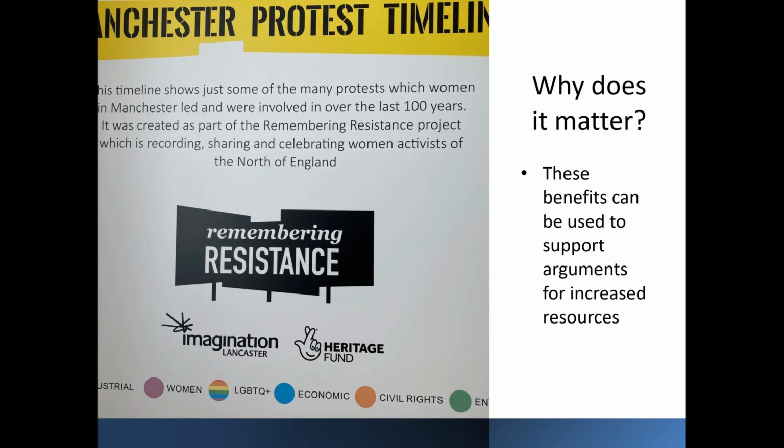So I have a photo here of a new timeline of protests that is in the Pankhurst Trust in Manchester. It's a really cool timeline. It's a huge poster. It's got a lot of information on it. But there's 3 different organizations that helped make it possible. Remembering Resistance is a research project. Imagination Lancaster is another research project. And Heritage Fund, you might recognize, is a public body that distributes a share of national lottery funding, supporting a wide range of heritage projects across the United Kingdom.